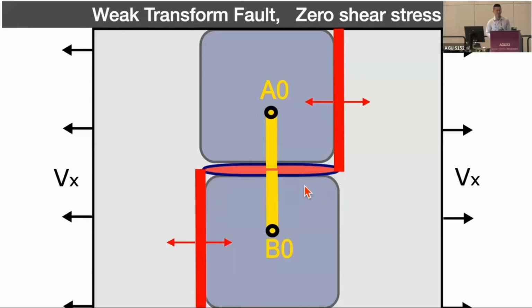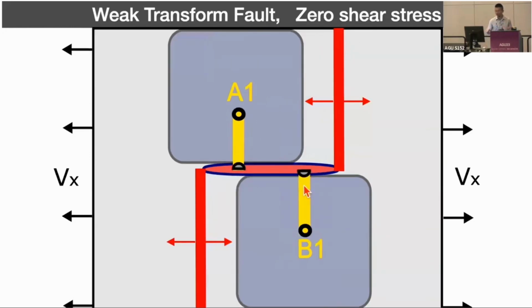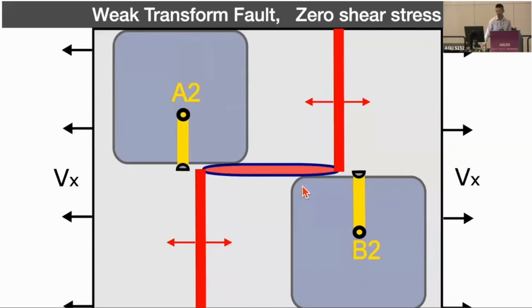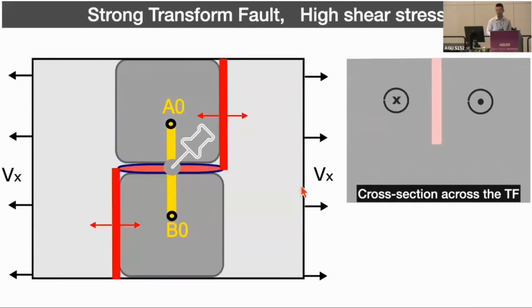Well, let's take a thought experiment. When the fault is perfectly weak, let's assume we're able to put a rubber band across a transform fault and pin it at two points, A0 and B0. Now let's let the plates move in each direction. Because the fault is so weak, the rubber band will be cut in half, and because there's no shear resistance, the rubber band remains the same length without accumulating tensional strain. Hence, there's no tension across the transform fault.